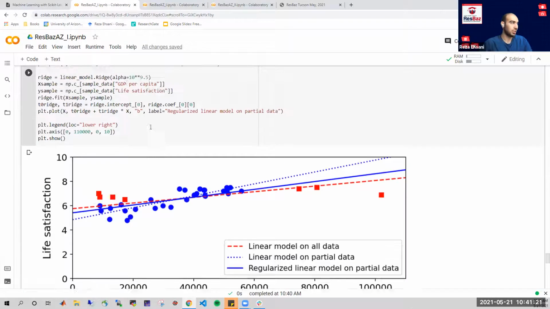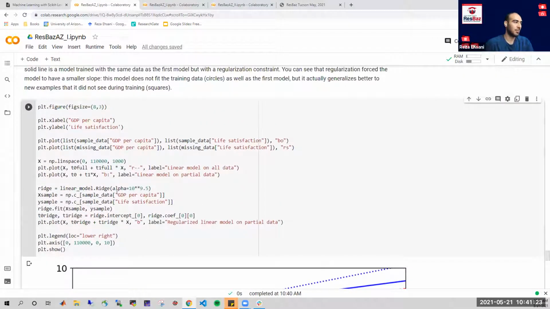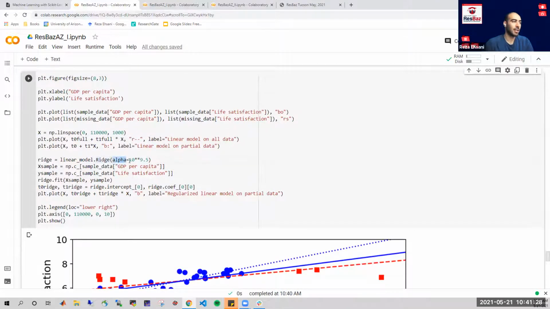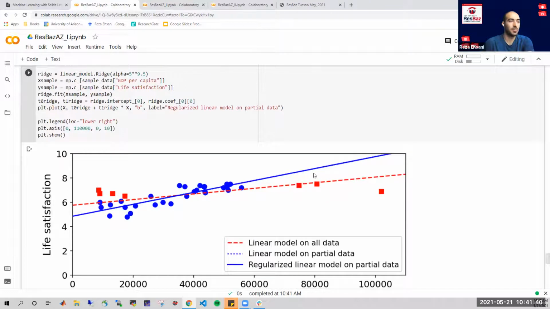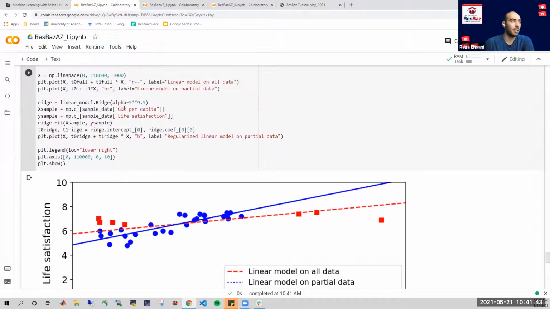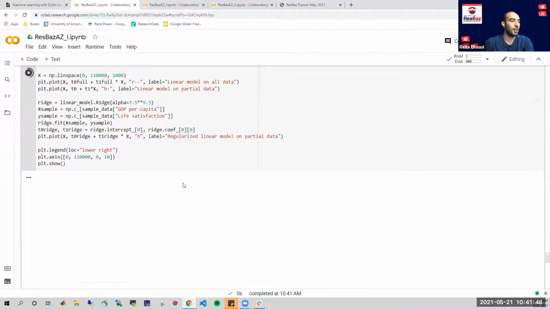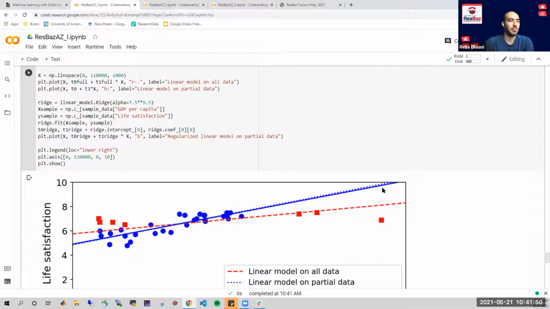Let's tweak this hyperparameter here. This is again a simple linear model, but it is called Ridge, and it has a hyperparameter called alpha. Here I have set alpha to 10 to the power of 9.5. If I set it to 5, which is smaller compared to 10, you can see that the blue line kind of falls over the dotted blue line. And if I start increasing the value of alpha, you can see that it starts to deviate from this line, and probably the regularization of this model will increase.